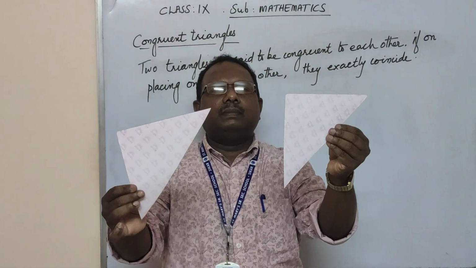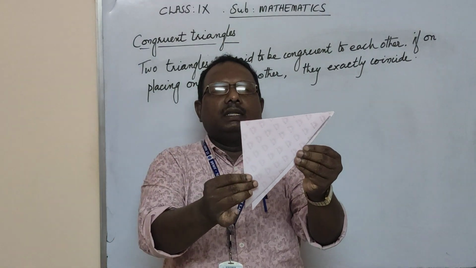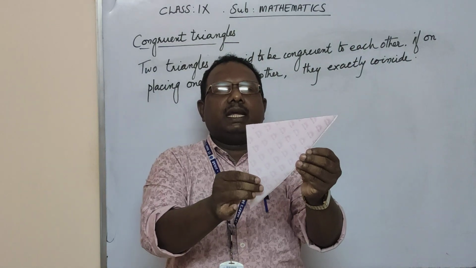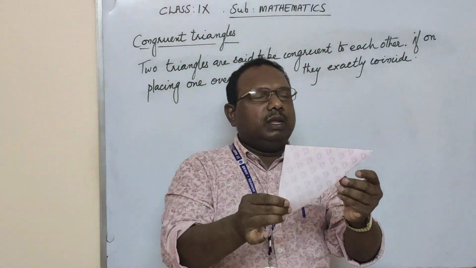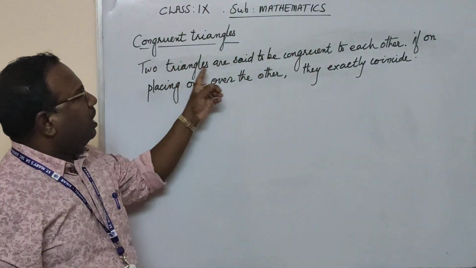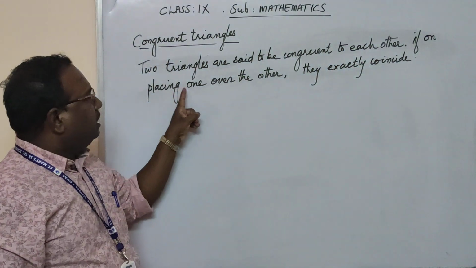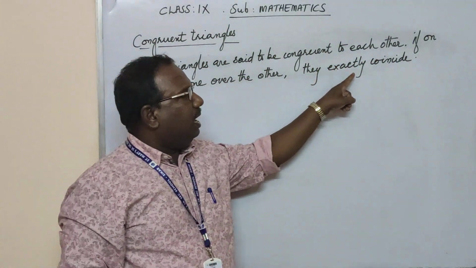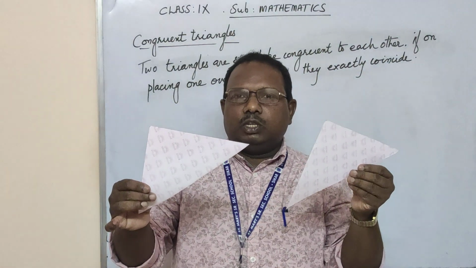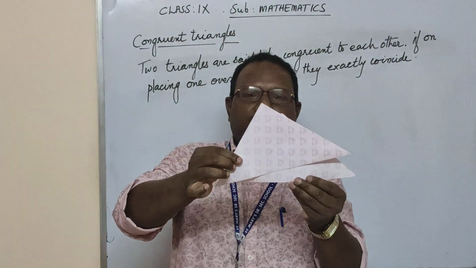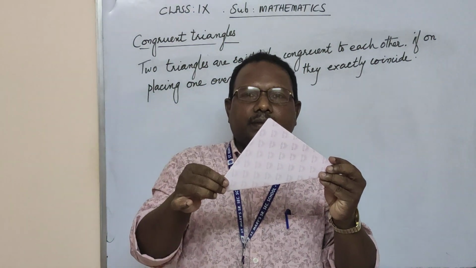This is placing one over the other, triangles coincide with each other. This is the meaning of the definition. Two triangles are said to be congruent to each other if on placing one over the other they exactly coincide. Here two different triangles, on placing one over the other they exactly coincide.